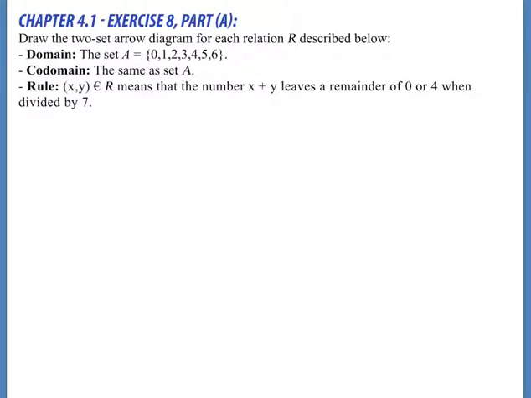Okay, so first we're going to set up the domain. So that's easy. It's just going to be 0, 1, 2, 3, 4, 5, 6. And it'll look like this. And the codomain, since it's the same as A, will also look like that. Okay. So now the rule says that for x plus y, after you do that, it would remain the codomain. It would only connect if there's a remainder of 0 or 4. So let's go through that.